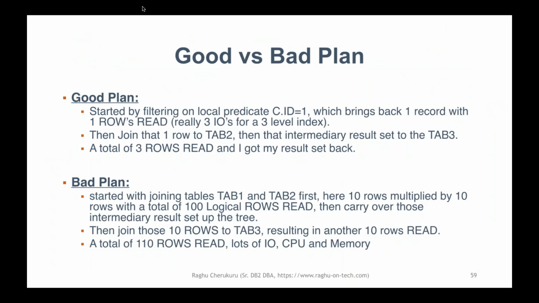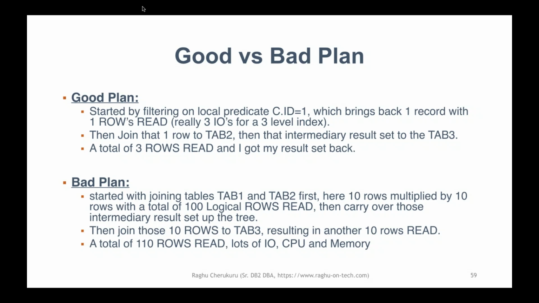So the good plan starts by filtering on the local predicate, which brings back one record with one row, really 3 IOs on a 3-level index. Then join that one row to table 2, then that intermediate result set to table 3. A total of 3 rows read, and I got my results back.